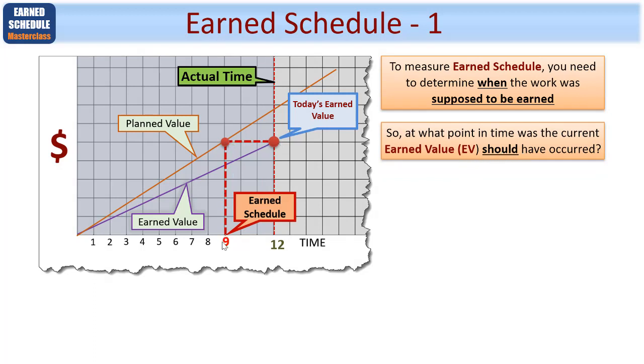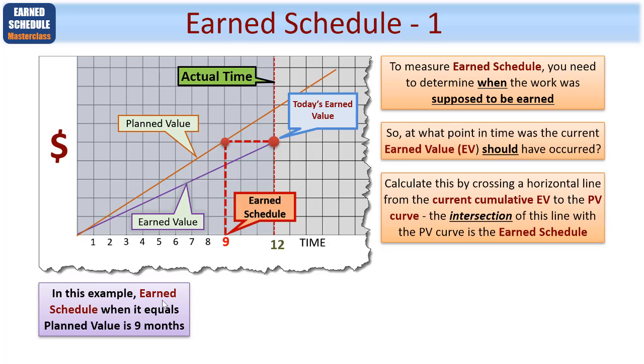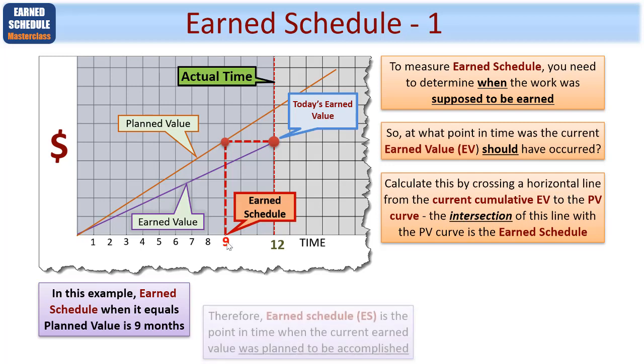Well, we've just shown this diagrammatically, but what we need to do is to be able to do it using a calculation. You know that you've got to calculate this by crossing the horizontal line from the current cumulative amount of earned value to the planned value curve. It's the intersection of this line with the PV curve which gives you your earned schedule. So as you can see from this diagram, in this particular example, the earned schedule is when it equals planned value at the 9-month time frame.